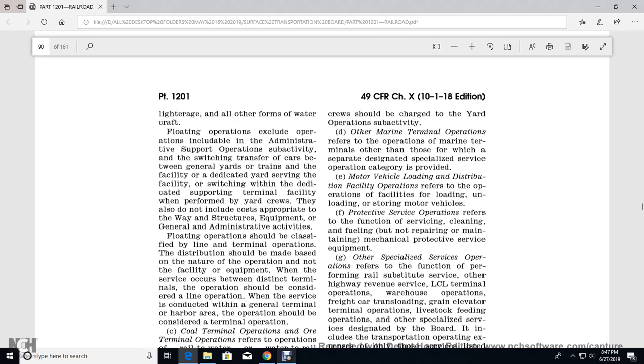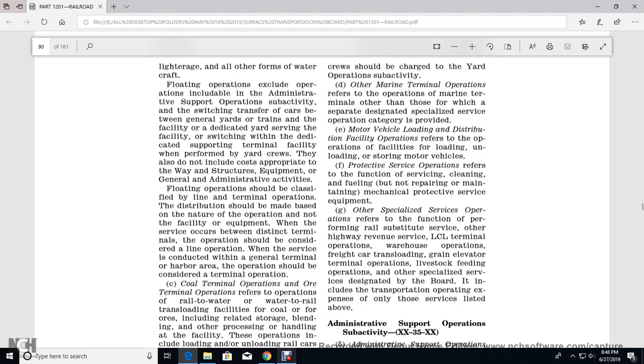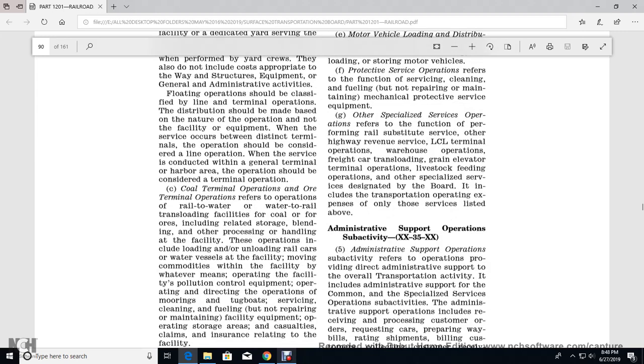Alright, motor vehicle loading and distribution facility operation refers to the operation of the facility, the loading and unloading of stored motor vehicles. The protective service of the operation refers to the function of servicing, cleaning and fueling, but not repairing or maintaining the mechanical property of the equipment. The other specialized service operation refers to the function of performing rail substitute service, other highway revenue service, LCL terminal, warehouse operation, freight car transloading, grain elevator terminal operation, livestock feeding operation, and other specialized services designated by the board. It includes the transportation operation expense only of those services listed above.